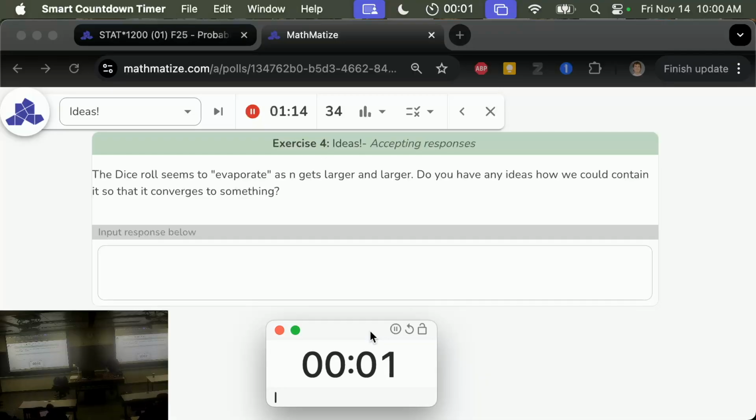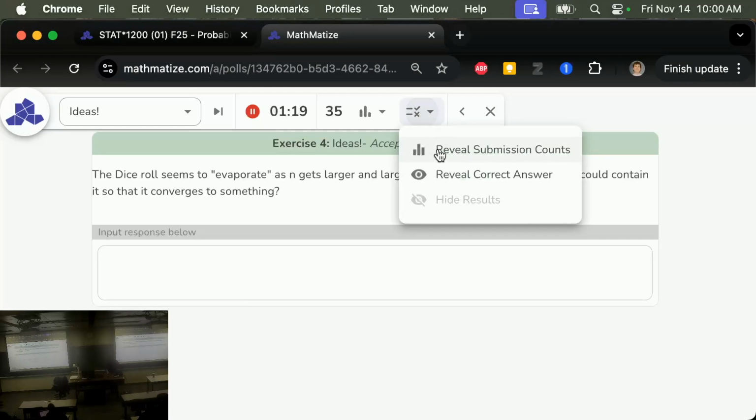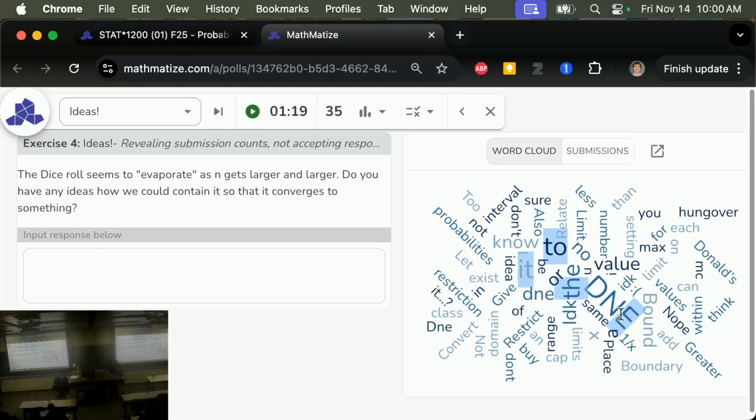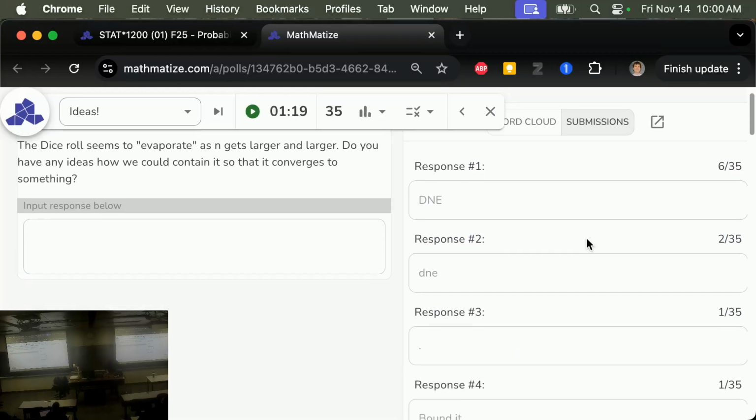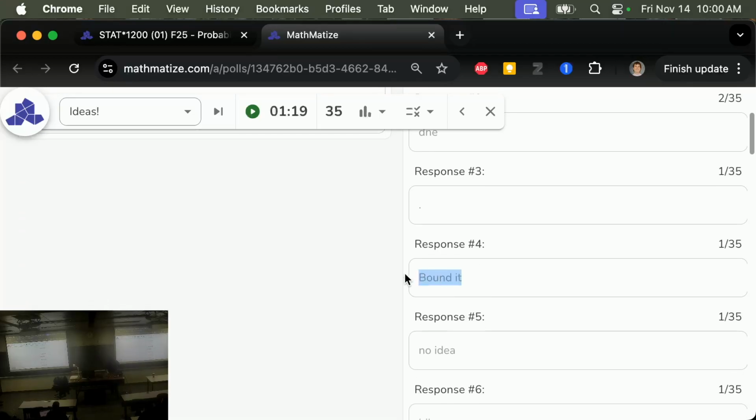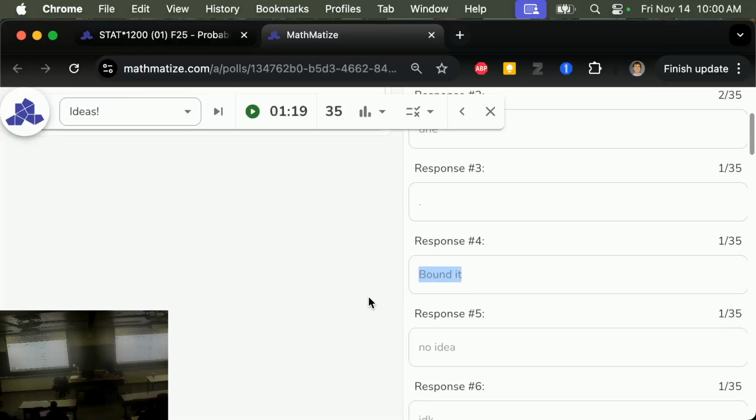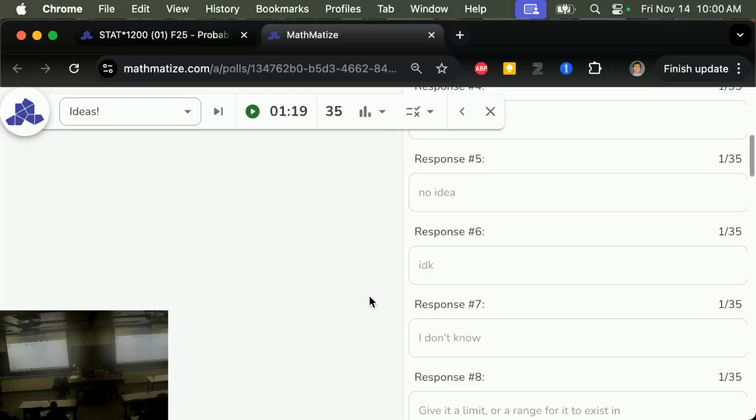Just a couple seconds left. What did people say? What are your ideas? Lots of people don't know. Bound it. That's exactly what we want to do. We're going to hit this random variable with the algebra hammer to make sure it doesn't escape before it's getting all crazy big. A 100-sided dice, you could roll 100. We don't want big numbers. We're going to bound it, but how?